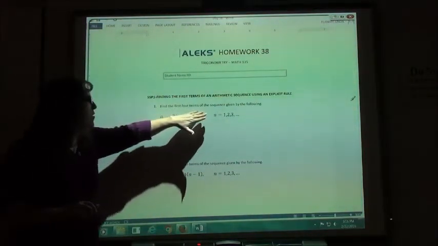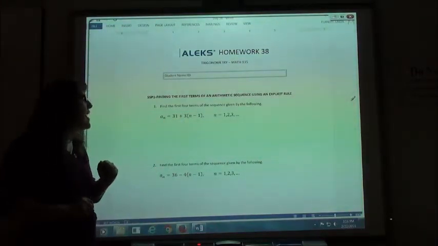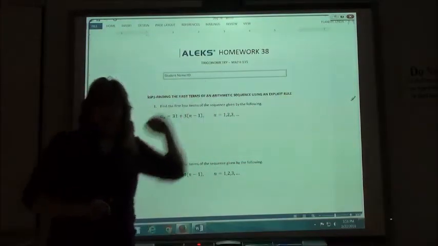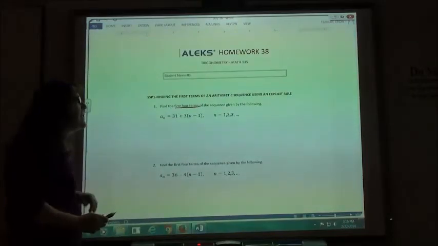So if we look at our formula here, we have a sub n equals 31 plus 3 times n minus 1, n is 1, 2, 3, 4, 5, 6, 7, 8, 9, 10, and it goes on and on and on forever. We are finding the first 4 terms of our sequence.